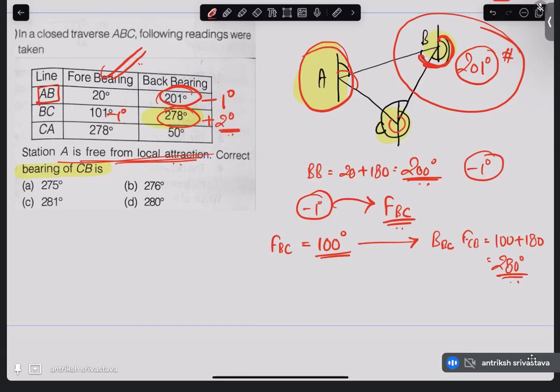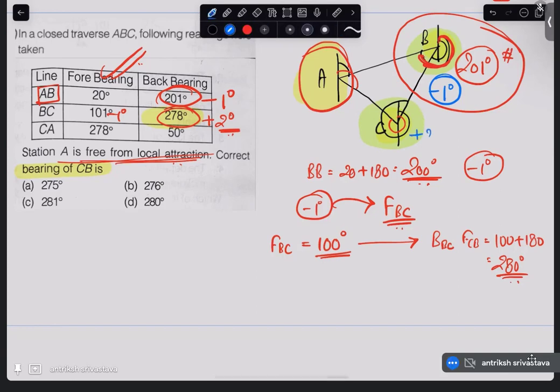So at our station B, we had the correction of minus 1 degree. However, at our station C, we have a different correction, and that is of plus 2 degrees. So the same correction will then be applied to the forward bearing at CA. So instead of being 278, it will again be 280 degrees.